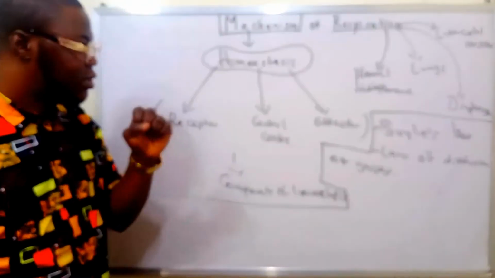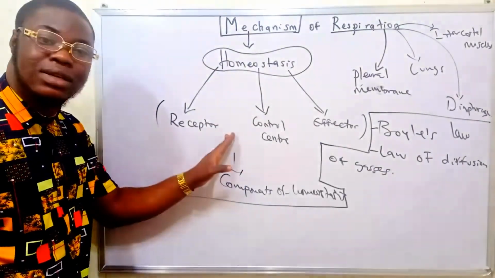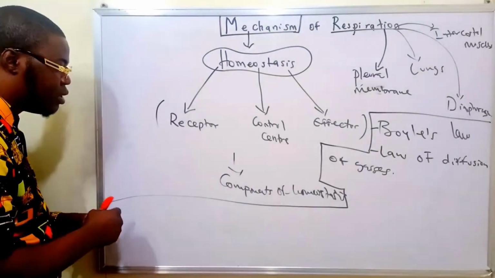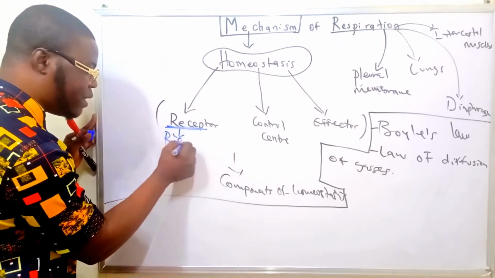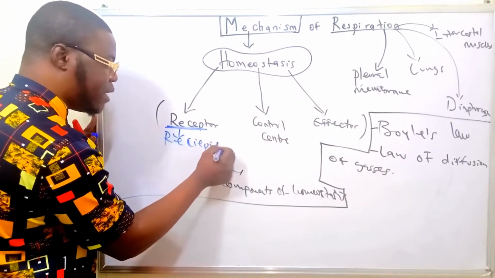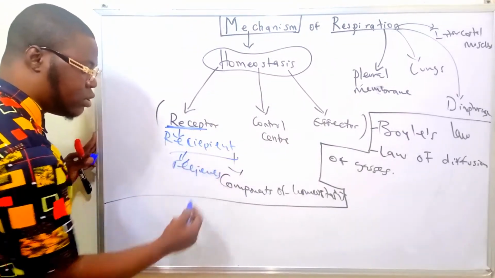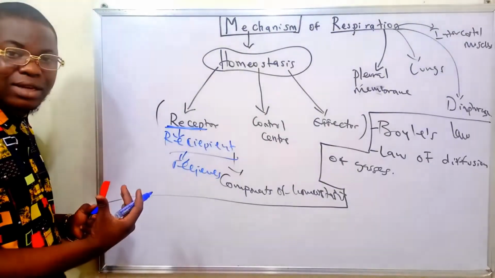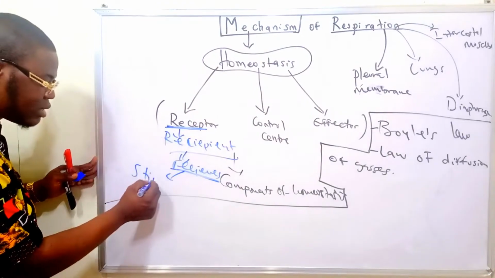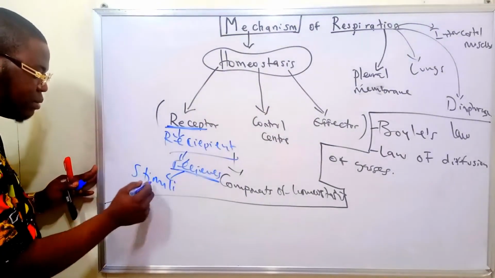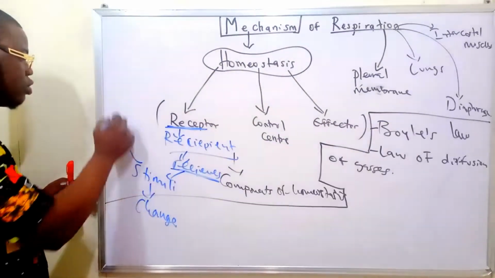Now, let's get started. Talking about homeostasis, this receptor, what is it? Receptor is from the word receipt, which emanates from the word recipient. A recipient is someone that receives a letter. But here they are not receiving a letter; on the other hand, they are receiving something called stimuli. Stimuli means changes. The singular is stimulus.